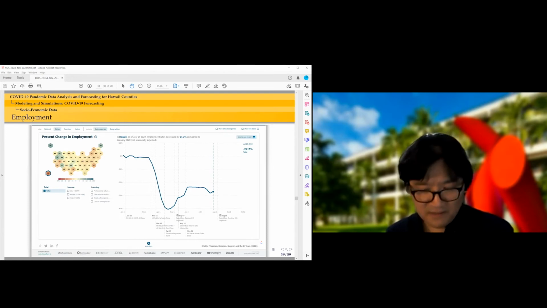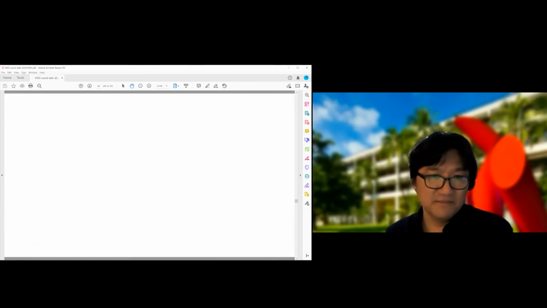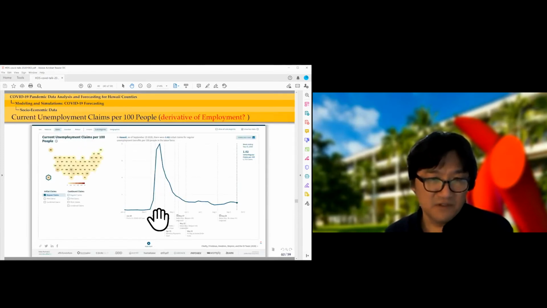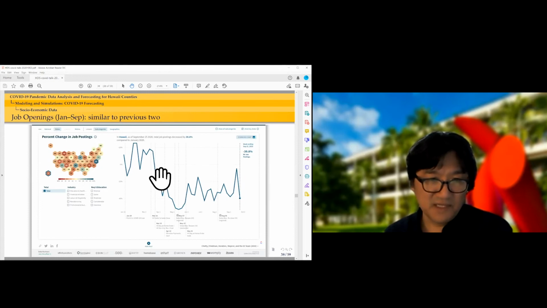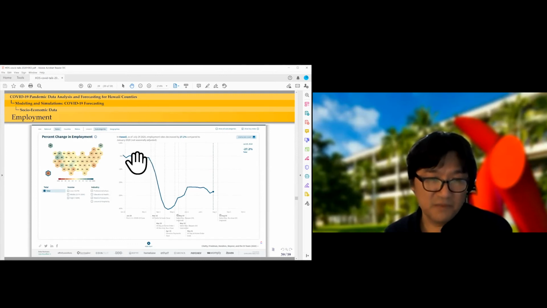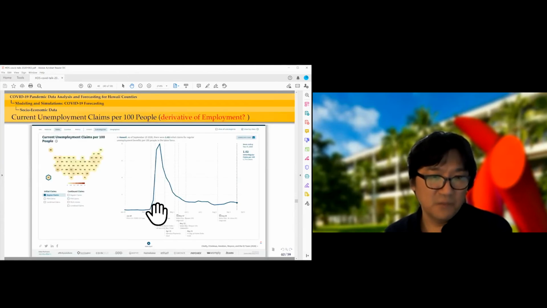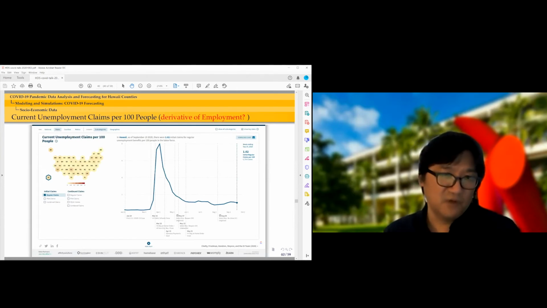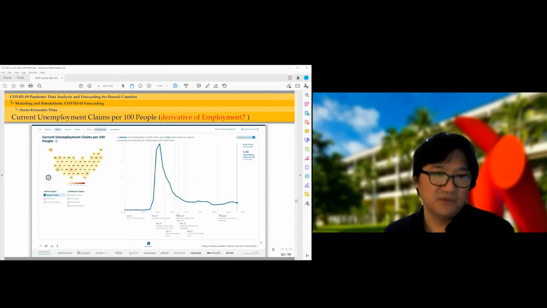But the interesting part is this one, so just remember this graph. The next one is unemployment claims. If you look at this graph and the previous one, the negative slope of this curve would fit very well with unemployment claims. So that makes a lot of sense. When you have fewer jobs, the unemployment claim requests would be proportional to how fast jobs are lost.